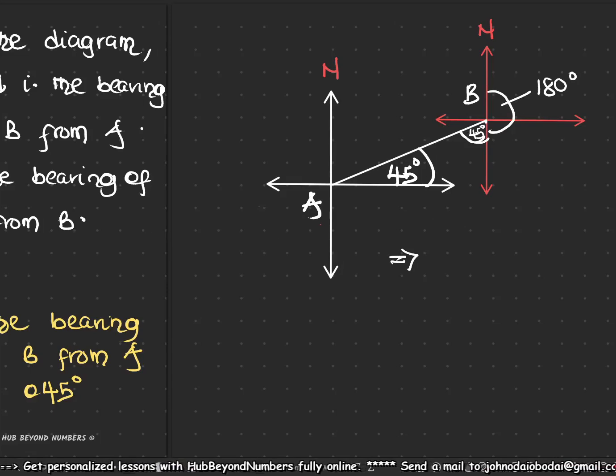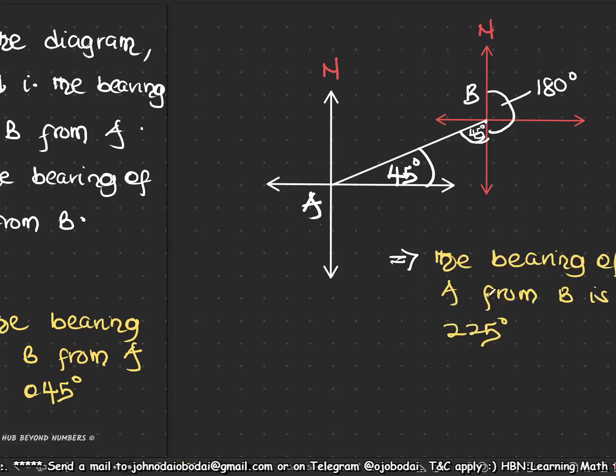Right? So let's write that. So this is our answer as we see over here. Therefore, what? The bearing of A from B is 225. On that note, let's solve one last question, after which you can try more on your own.